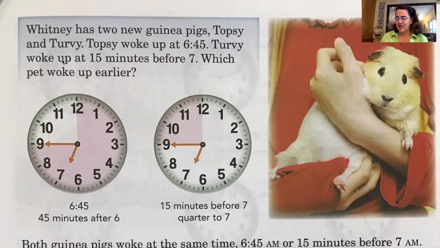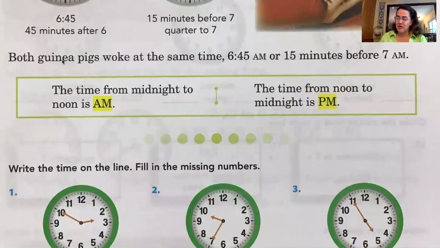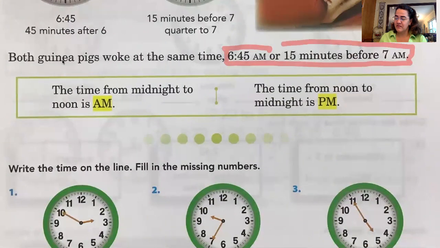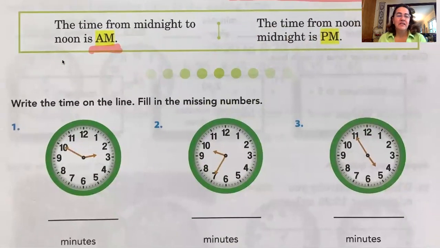Second graders, good job. Let's move on down the paper, and we're going to read, both guinea pigs woke at the same time, 6:45 AM, or 15 minutes before 7 AM. Now, just like I just told you, the time from midnight to noon is AM. And the time from noon to midnight is PM. Let's take a look at our paperwork today. Today we're going to write the time on the line and fill in the missing numbers.